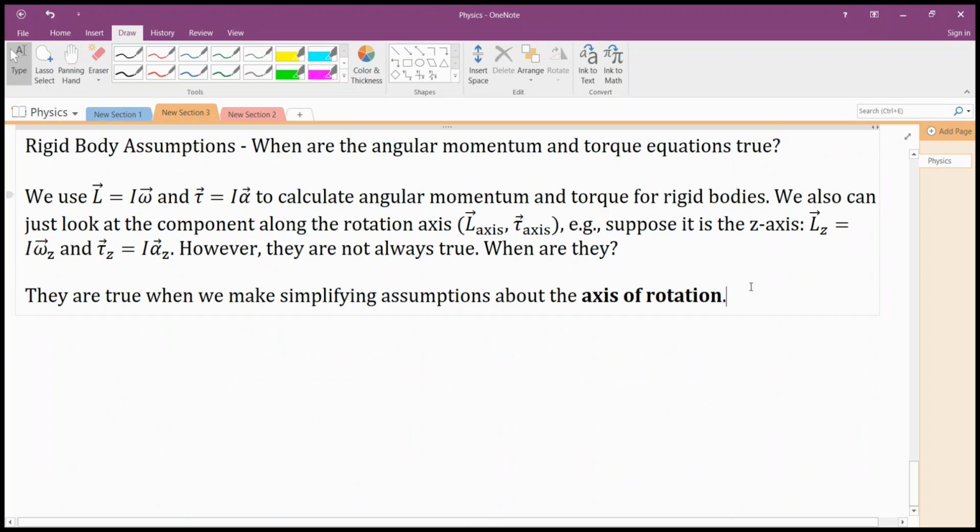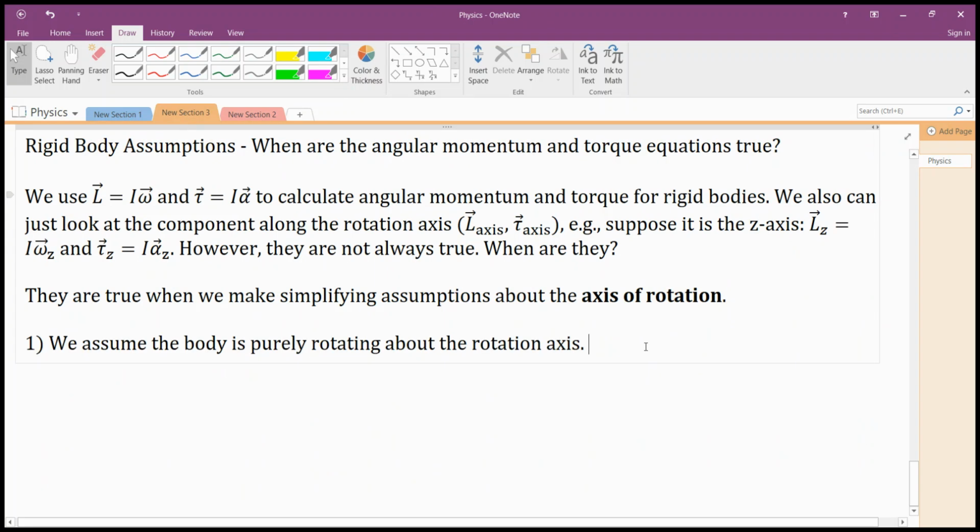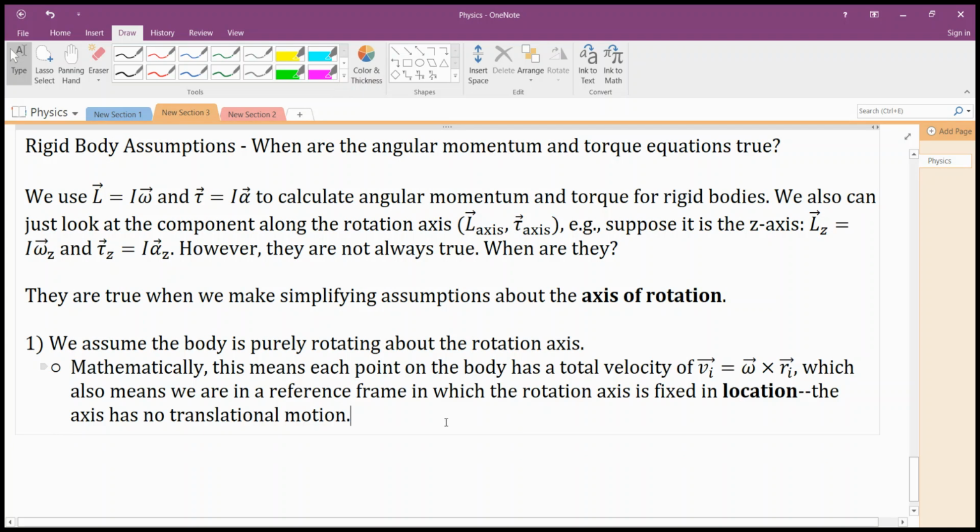In brief, they are true when we make simplifying assumptions concerning the axis of rotation about which we are computing these quantities. We first have to assume that the body is purely rotating about the rotation axis. We are not in a frame of reference in which the body is translating, just rotating. Mathematically, this means that each point on the rigid body has a total velocity of omega cross r. And this also means we are in a reference frame in which the rotation axis is fixed in location. The rotation axis has no translational motion. This also means that each point on the rigid body is just moving in a circle about the rotation axis.